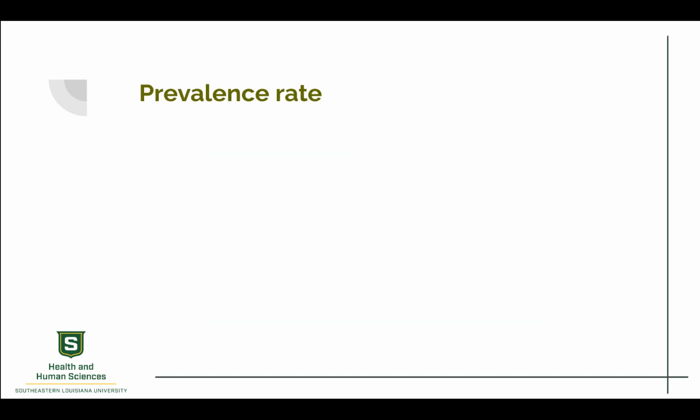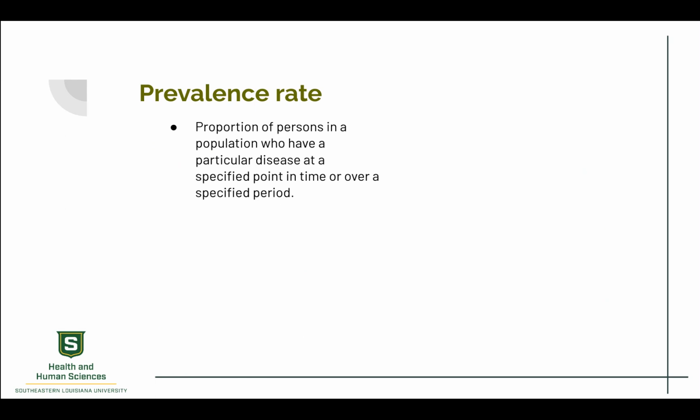Then the next rate to talk about is prevalence rate. So prevalence rate is looking at it from the angle of the proportion of persons in a population that have a particular disease at a specific time or over a specific period. This may look like too many words, but I'm going to explain it.